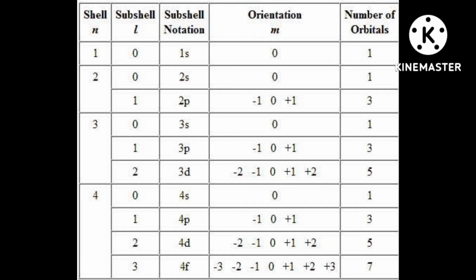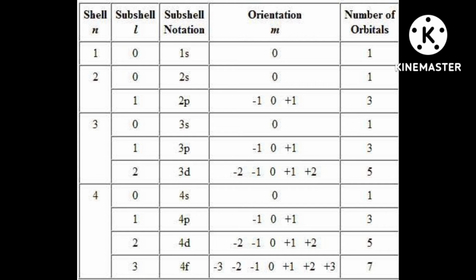How will you write them? Minus 1, 0, plus 1. It is written like that. The m values, 3 values are there: minus 1, 0, plus 1. These are the 3 values. So when L is equal to 1, you will get 3 values of m, and I told you what they are: minus 1, 0 and plus 1.